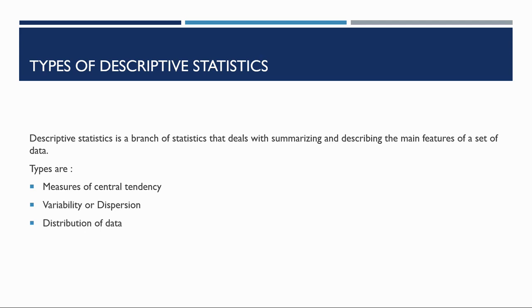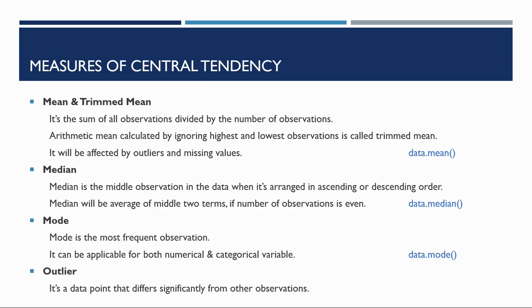So what are the characteristics of descriptive statistics? There are mainly three characteristics of descriptive statistics: measures of central tendency, variability or dispersion, and the distribution of data. So let's go one by one. First, measures of central tendency.